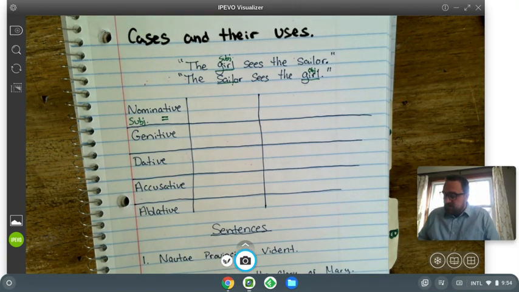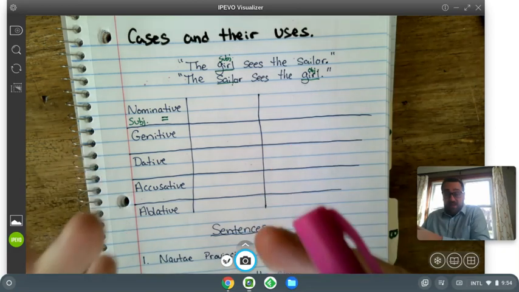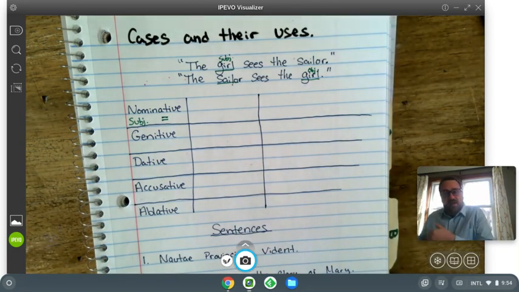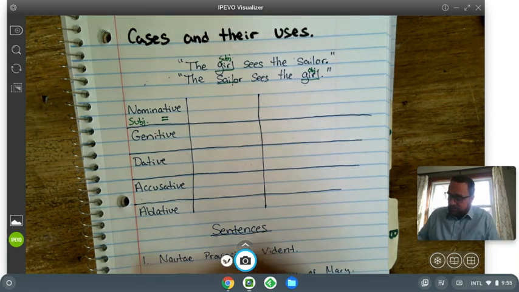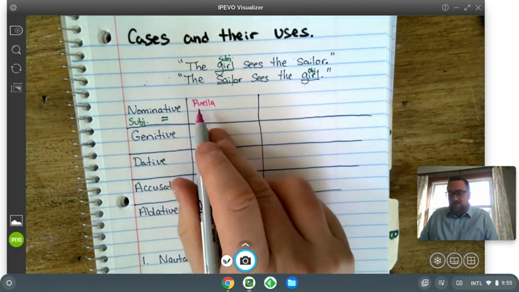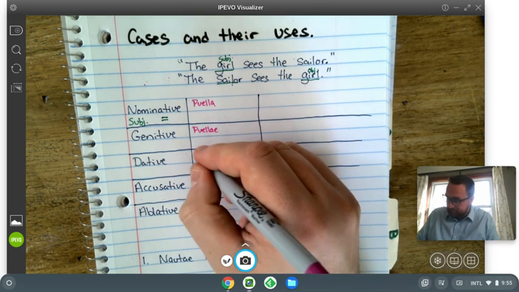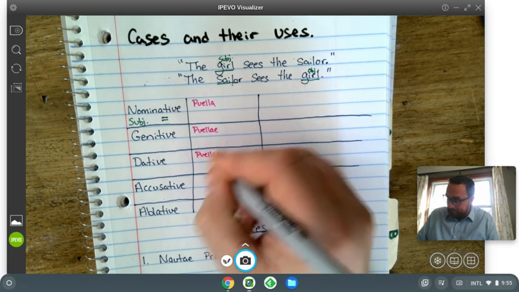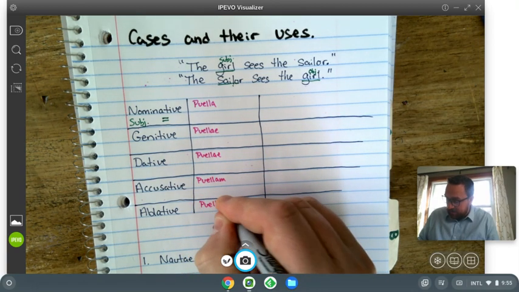Okay, now we're going to use the first declension endings that we learned. And what we're going to do is, instead of putting the endings themselves, we're going to actually take some actual words and write the whole word out. So in pink, I'm going to write the word for girl. Puella is the nominative. Puellae, puellae, puellam, and then puella with a macron.